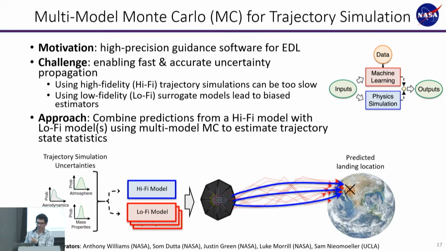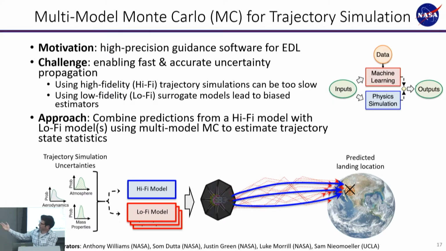As we talked about, if you just try to use a high-fidelity simulation to do Monte Carlo, it can be too slow, right? So using your accurate model can be too slow. Using a surrogate model is fast, but it can be inaccurate or create biased estimators. So the promise of multi-fidelity or multi-model methods is that you can get the best of both worlds. You can get the accuracy or the unbiasedness of the high-fidelity model with the speed up from the low-fidelity models. So we are applying this concept right now for EDL.